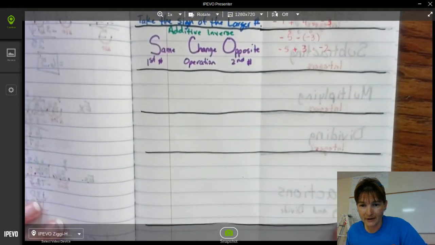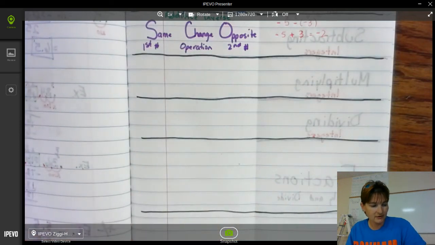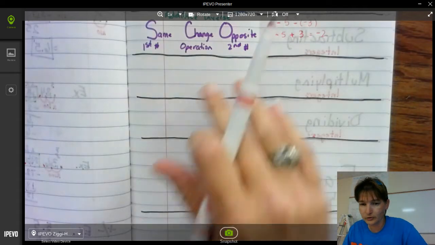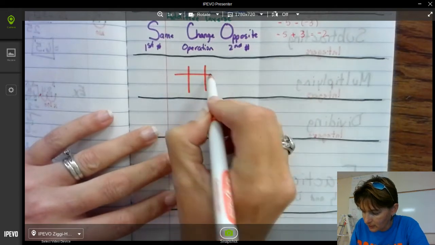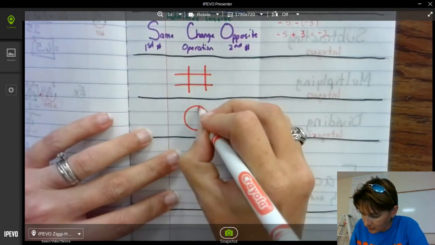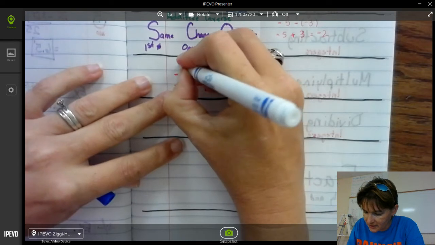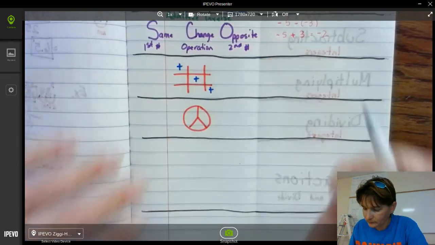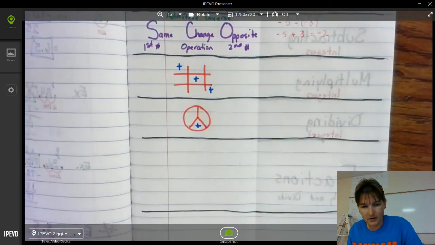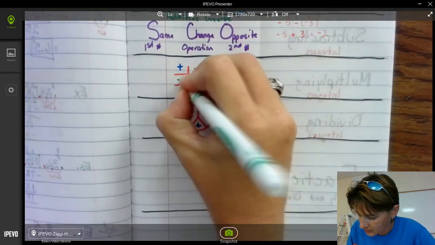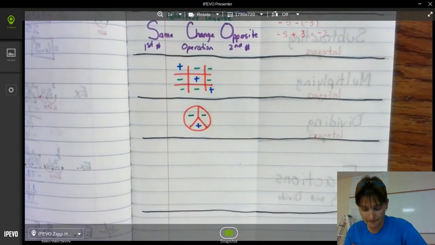Moving on to our multiplying and dividing rules. I'm going to do those coinciding with each other because we pretty much said you can use the same thing for both. So we learned a tic-tac-toe board or a peace sign. On the tic-tac-toe board, we want to make sure our positives win diagonally. In our peace sign, our positive is at the very bottom, and then our negatives go everywhere else, and they make the top part of the peace sign.